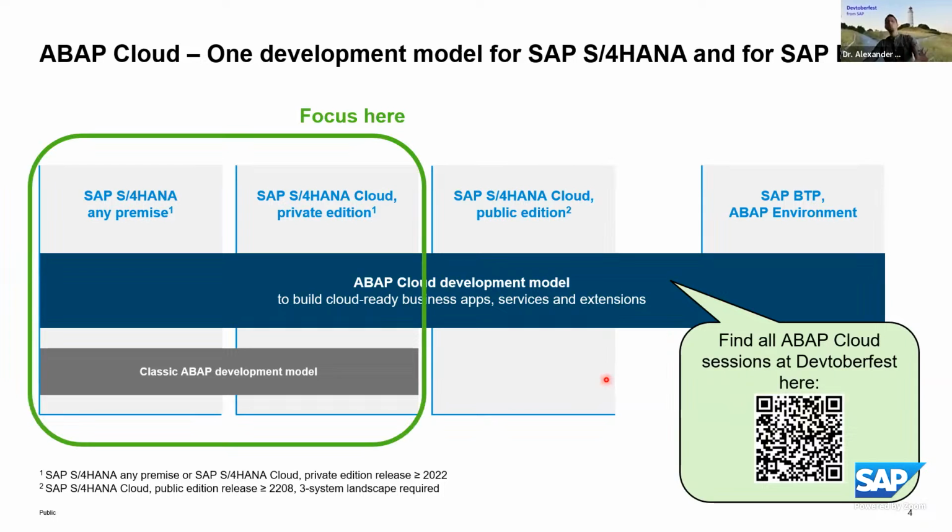So in this session now, we will focus here on the left-hand side on S4 on-premise and S4 Cloud Private Edition. Why that? Well, as you can see here, we still have the classic ABAP development model around. And so here we have the question, how shall you manage the coexistence of the two development models? Okay, probably you even have many classic extensions already. So how do you now introduce modern ABAP Cloud coding? Okay, and this is basically the idea of this session.